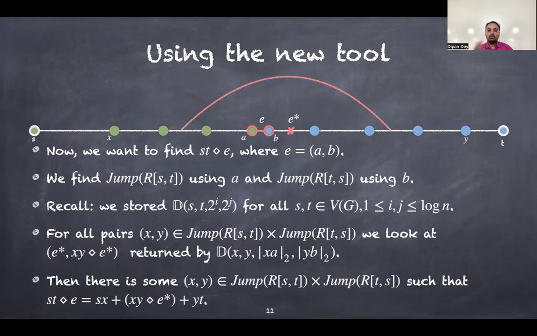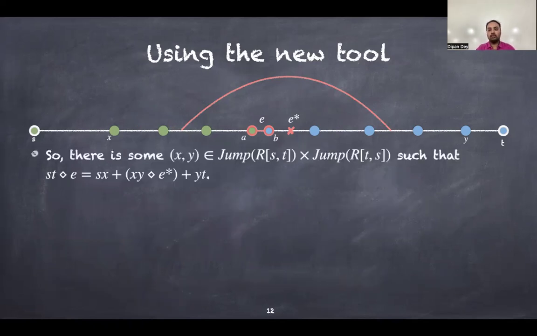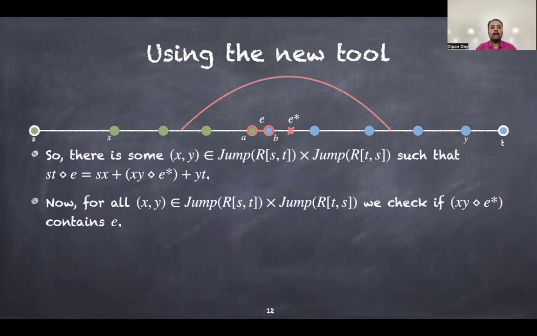We can also store that because we can anyway store all the BFS trees, and that will only take n square many space. So this will give us the path we want to find, right? So there is some particular xy. I am not getting into the proof of this, but how do we use it? We know that there is some particular xy for which it is satisfied, and to know which xy it can be, we can just check whether xy avoiding E star contains E or not.